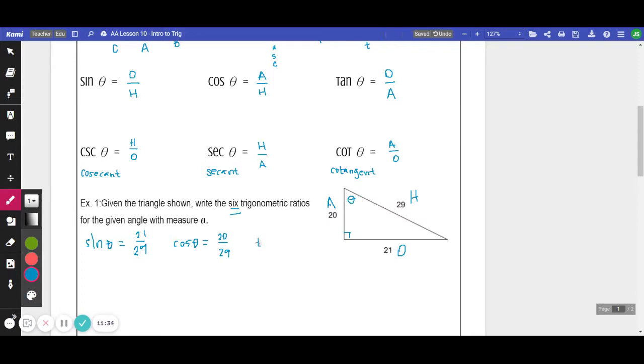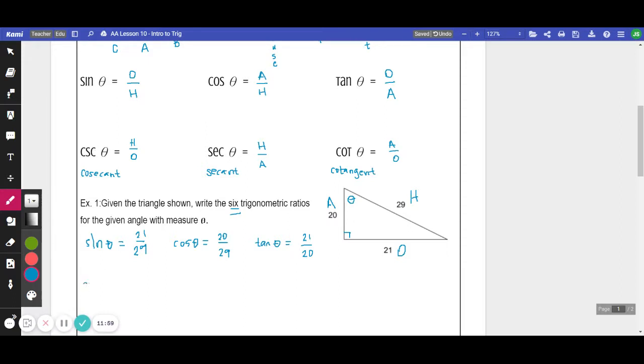And then the last major one, tangent of theta. Look back up. Tangent is the opposite side divided by the adjacent side. So the opposite side is 21 divided by the adjacent side is 20. Okay, so there's the main three, but we got to do all six. So now we have to do their reciprocals.